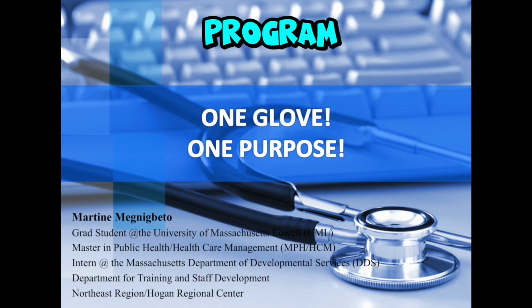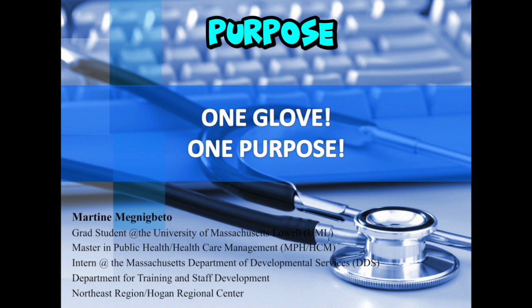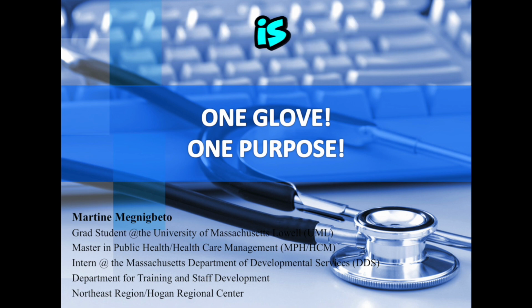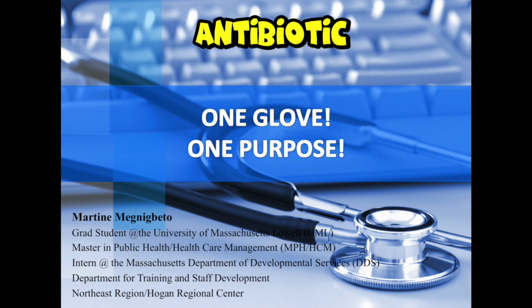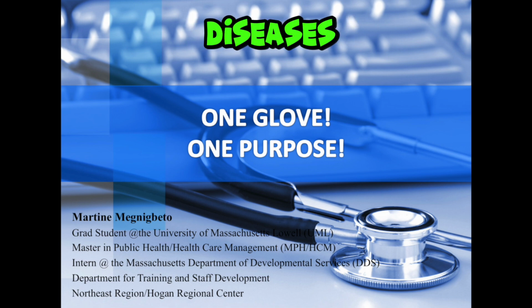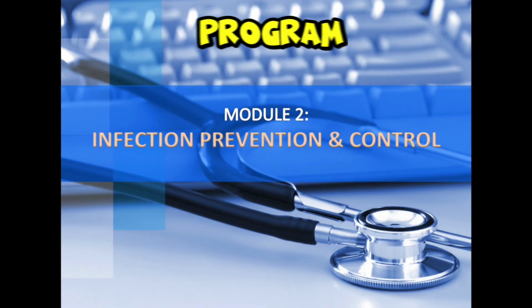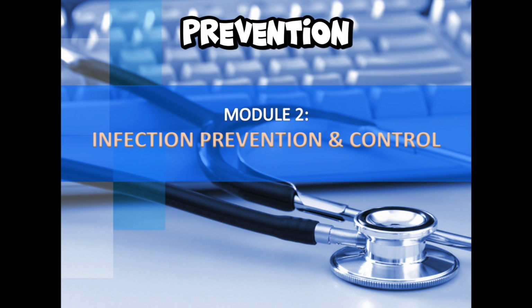Hello, this program is called One Glove, One Purpose, and it has two parts. One is infection prevention and control, and the second is antibiotic-resistant infectious diseases. If you are reviewing this video, please check the video on antibiotic-resistant infectious diseases as well, because both will help you to understand the diseases as well as how to prevent them. This part of the program will focus on infection prevention and control.